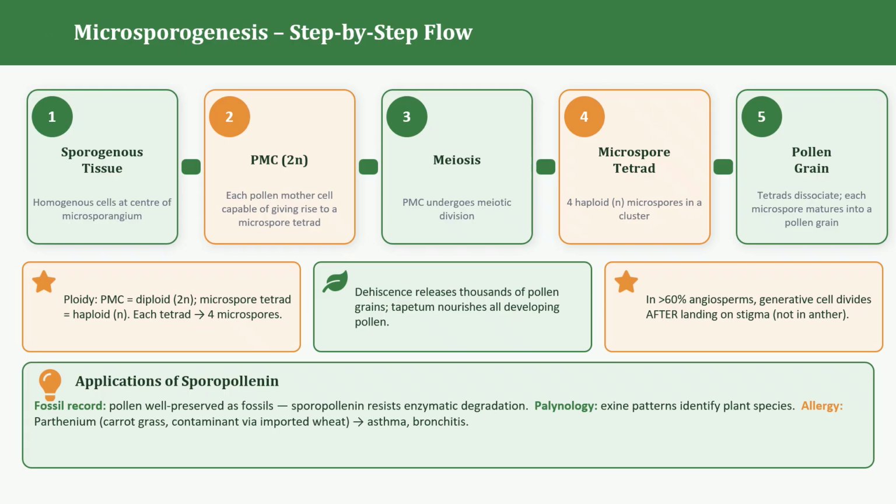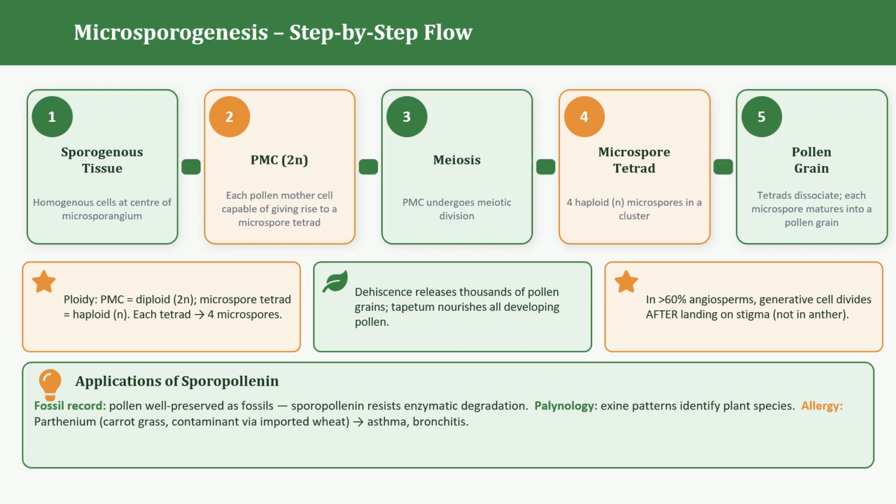So in the first step, the sporogenous tissue is a homogeneous mass of cells present in the center. What is homogeneous, children? Same cells. Homo means same. And the mass of cells is present at the center. Then PMC formation occurs. So some cells become pollen mother cells. Next, this PMC undergoes meiotic division. And then the four haploid microspores remain attached. And then the microspores separate from the tetrad, and at last each microspore develops into a mature pollen grain.